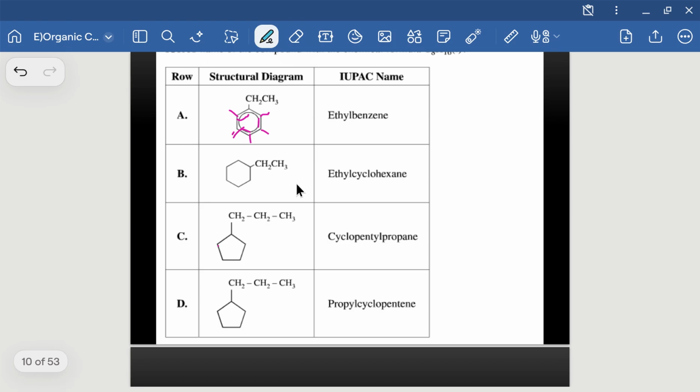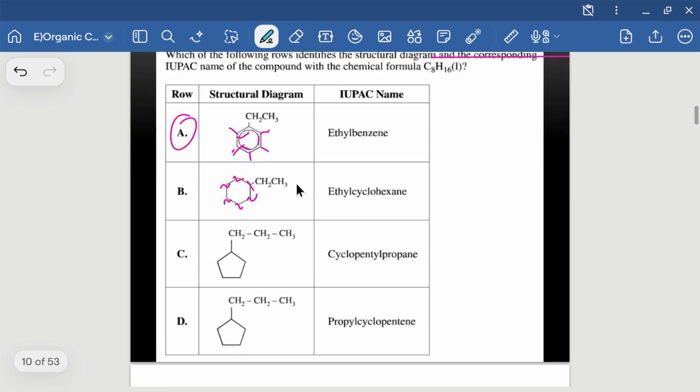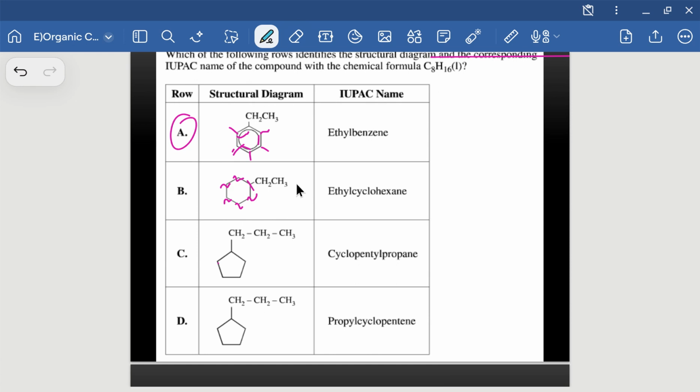If we look at the next one, we have 1 hydrogen here, 2 here, 2 here, 2 here, 2 here, 2 here. So counting them, we have 3, 7, 8, 9, 10, 11, 12, 13, 14, 15, 16. So we have too many. Oh no, sorry, I thought that was a 10. It's 16. So it's not that one. It could be this one. So this is an ethyl group. 1, 2, 3, 4, 5, 6. Okay, now I'm thinking it looks like it's B, because it is definitely C8H16. It's cyclohexane, all single bonds.